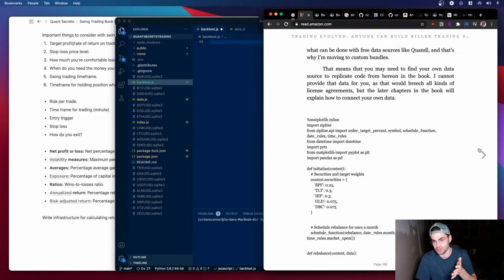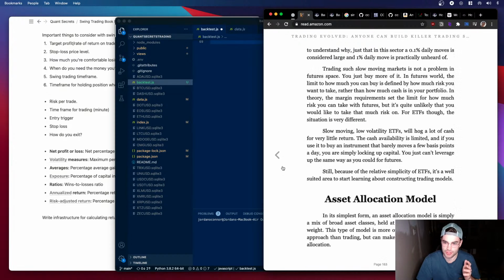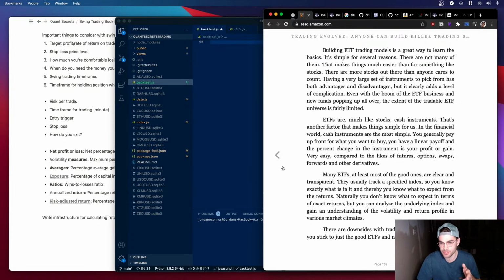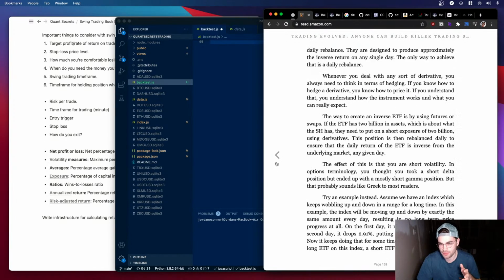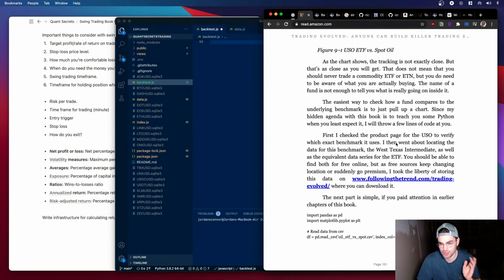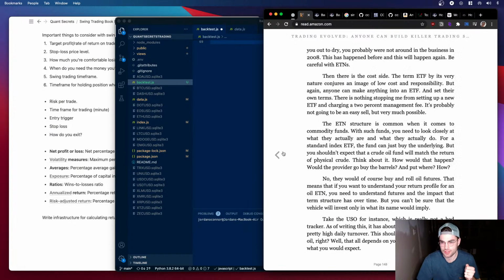This book isn't showing you any strategies. It's showing you some of the things that you can do to analyze your strategy better, which is why it may have been confusing to me at first, because I thought it was going to give me a whole strategy, but it does not.